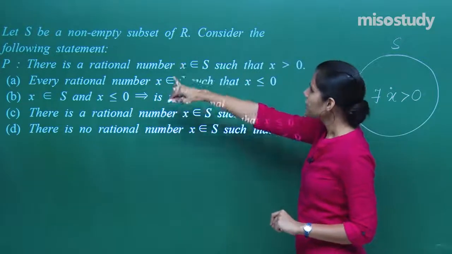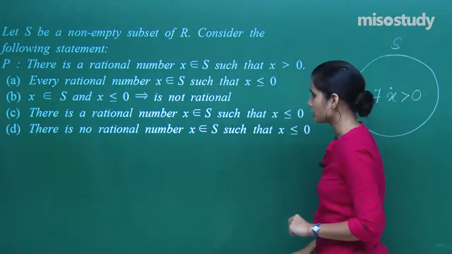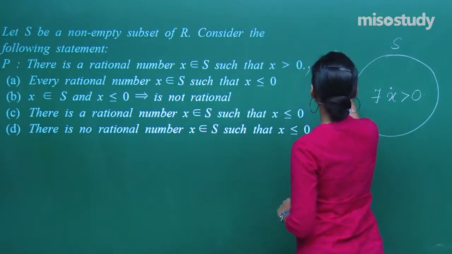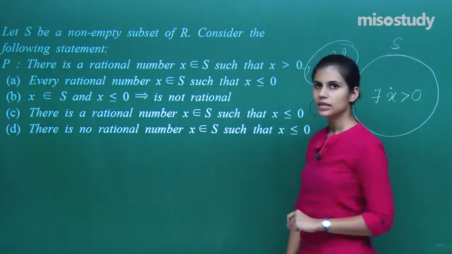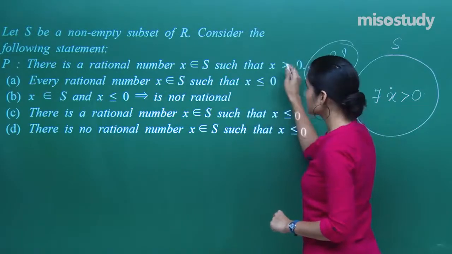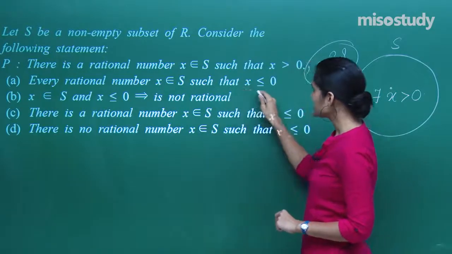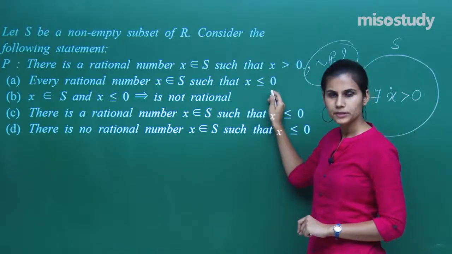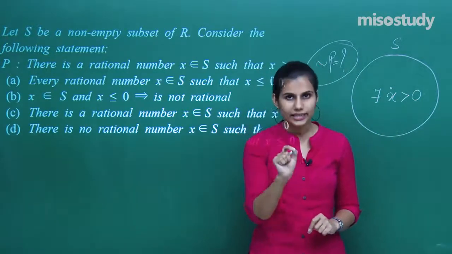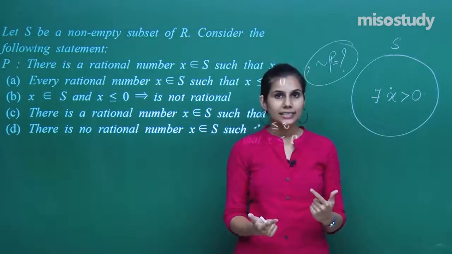So let me say, if S is a non-empty subset of R, consider the following statement: there is a rational number x in S such that x is positive. If over here I ask you, what is the negation of the statement P? There is a rational number x in S such that x is positive. Every rational number x in S such that x is less than or equal to 0. Are you understanding? What I am saying is there is at least one point in the set S which is positive. Its negation is there is no point like that in S which is positive.